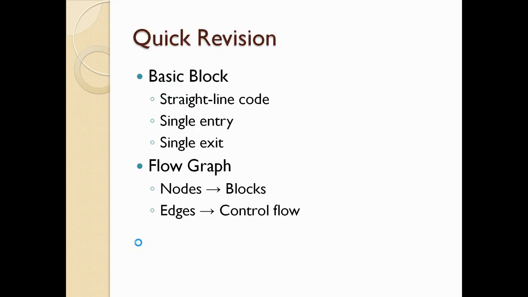Let us summarize. Let us quickly revise. A basic block is a straight line sequence of statements. A flow graph shows how execution moves among basic blocks. So now we know how a compiler divides a program into basic blocks and represents them using flow graphs. In the next video, we will see how a compiler actually generates the target code from these structures.